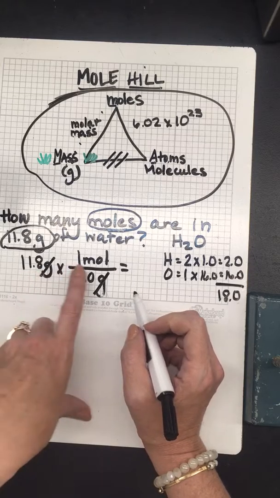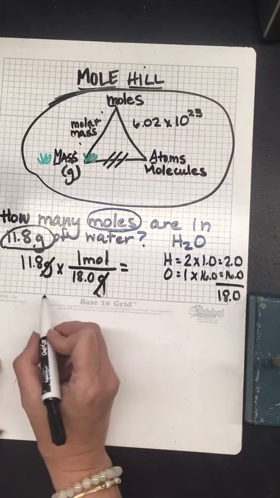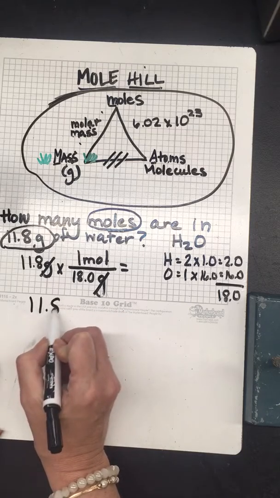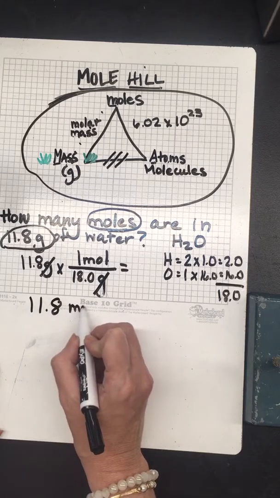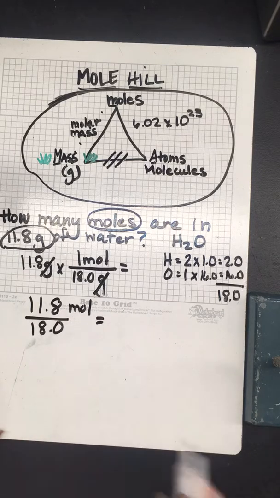So 11.8 times 1 is 11.8. I'm going to come down here and finish this. So 11.8, my unit is moles, divided by 18.0. We use our calculator to figure that out.